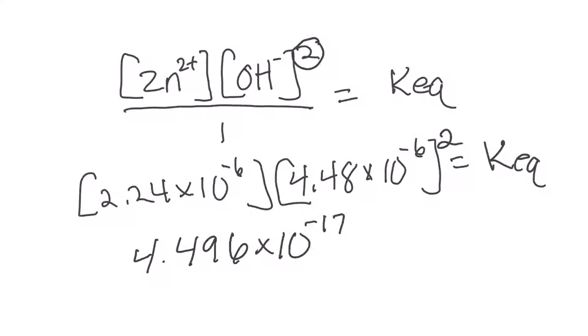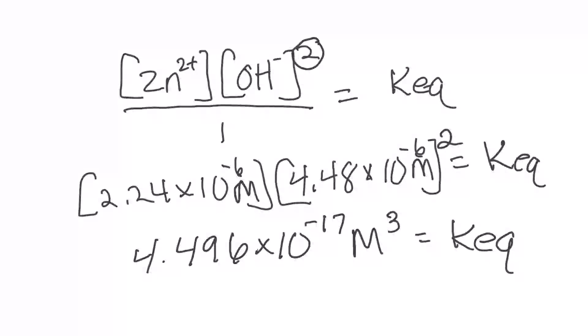And what kind of units do we have? Well, sometimes actually K equilibrium, they'll leave off the units because they're kind of complicated and different for each one. But let's go ahead. If this was molarity, and this is molarity, I had molarity times molarity squared, which is molarity cubed, equals the K equilibrium.